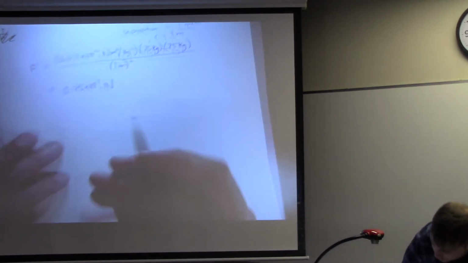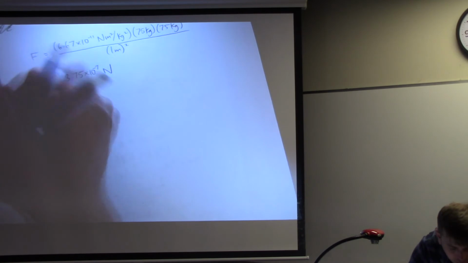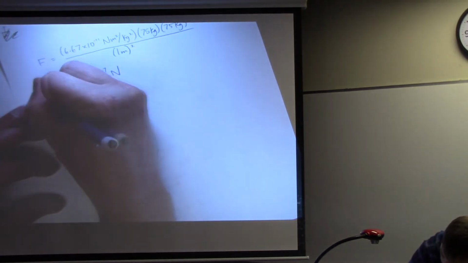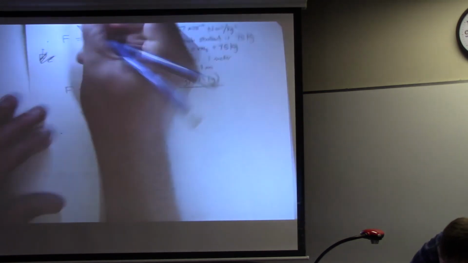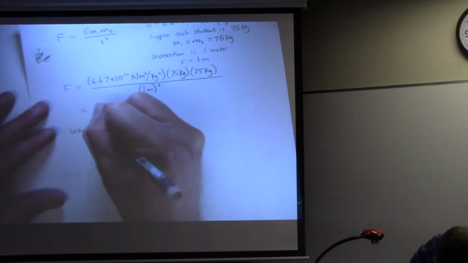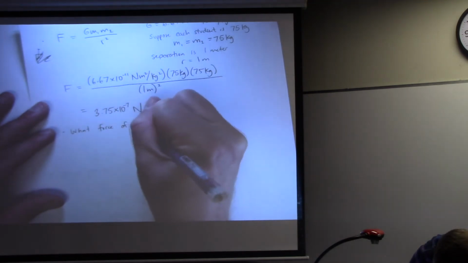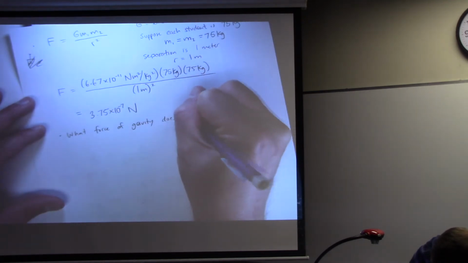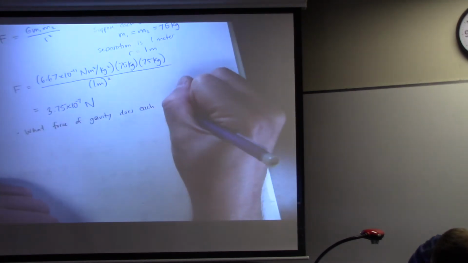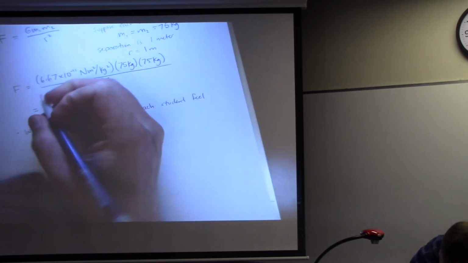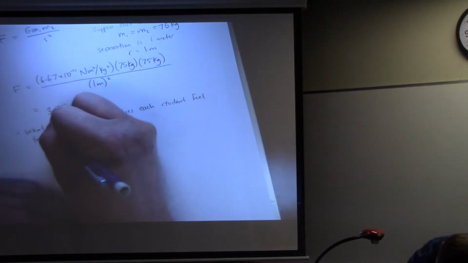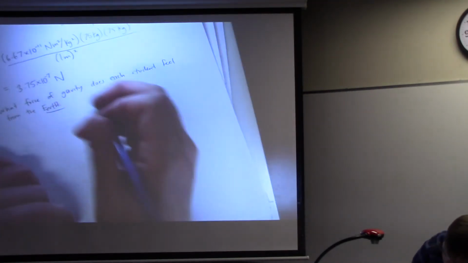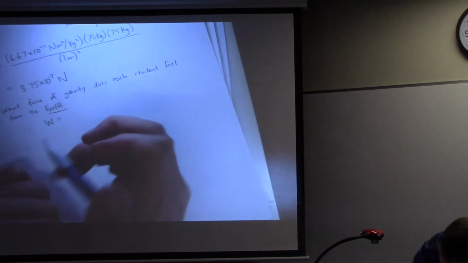However, there is a force of gravity that we do have to think about when we're standing on the surface of the Earth. So let's think about what force of gravity does each student feel from the Earth? Okay, well, this is given by W is equal to m times g.